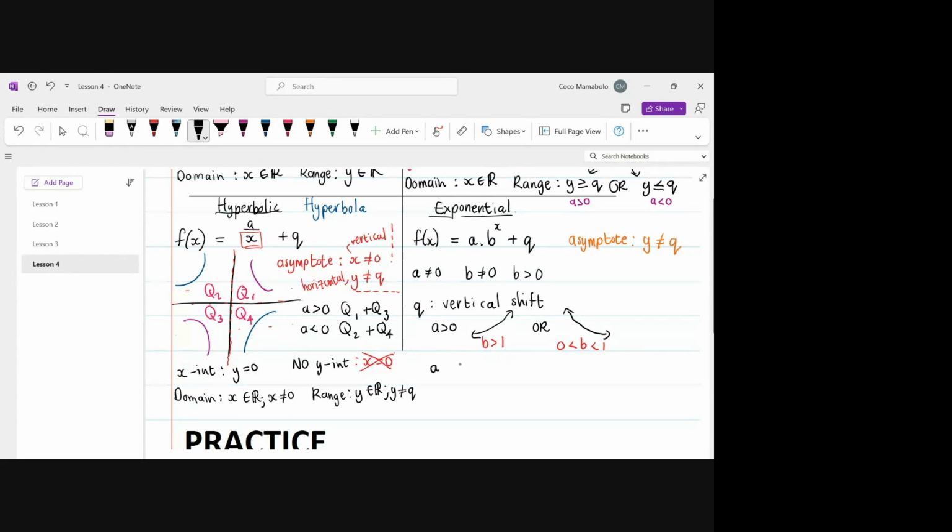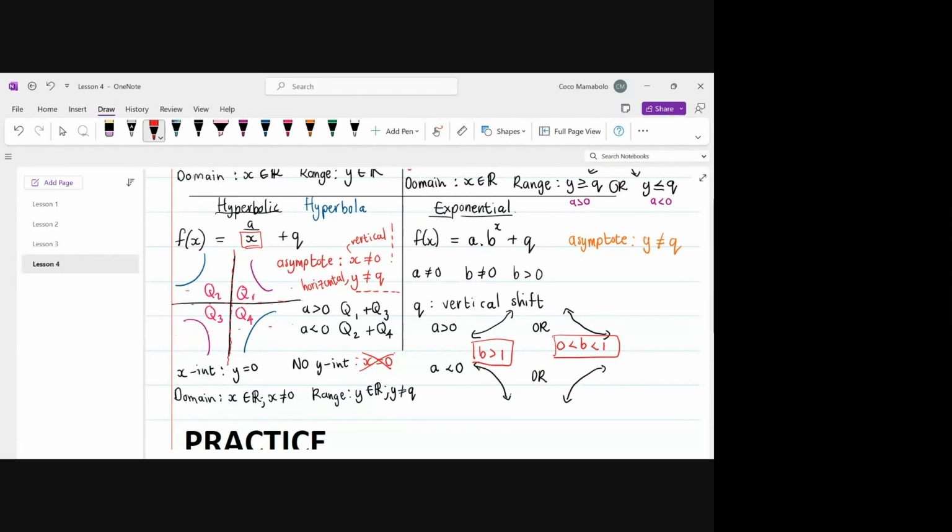If my a is negative, less than 0, then my graph will either go down like that, towards the negative y, or it will go down in that direction towards the negative y. Again, for the exact same reasons, because they both share the statement. If the b value is greater than 1, then it will increase in that direction. If my b value is between 0 and 1, so a half, a quarter, a third, then it will go in the negative x direction.